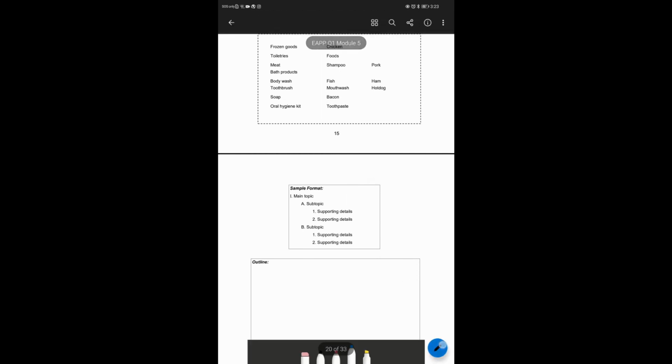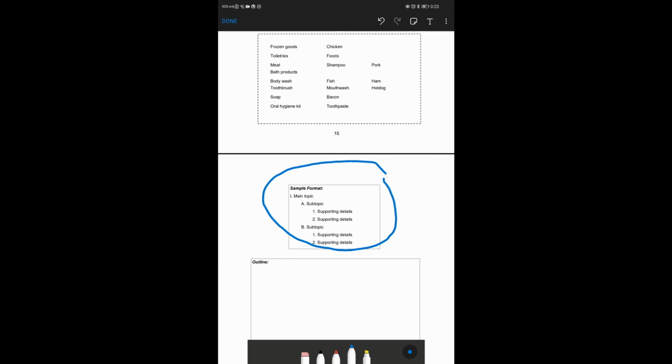So, ito daw yung format. Tapos, gagawin mo lang daw, you are going to organize these information. You're going to outline them following this format. Okay? So, you would select the main topic and then 2 subtopics and then 2 supporting details per subtopic. Madaling-madali lang yan. It's like what we did in the grocery list in the beginning. Okay? Parang ganun lang yan.